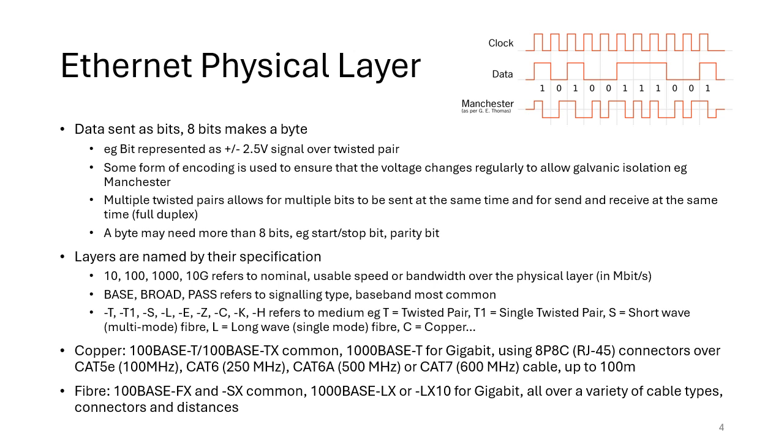Then we have some words that refer to the signaling type. Baseband is most common, so you might hear about 100 base, which means it's a baseband signal where the network is modulated at the actual voltage and signal it needs to be. But we can also get broadband as well, or pass, and these refer to different signaling types where we modulate the signal over a different type of voltage or carrier. But these days baseband is most common. And then we have finishing off with some letters or letters and numbers, and this refers to the cable or medium we're going to use.